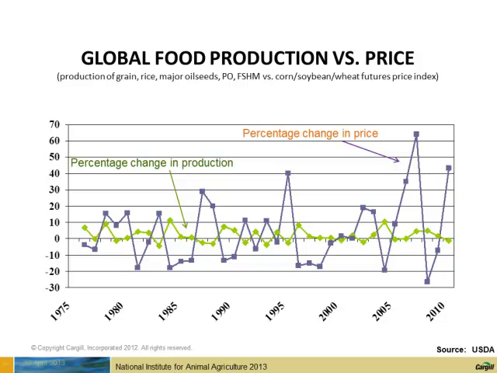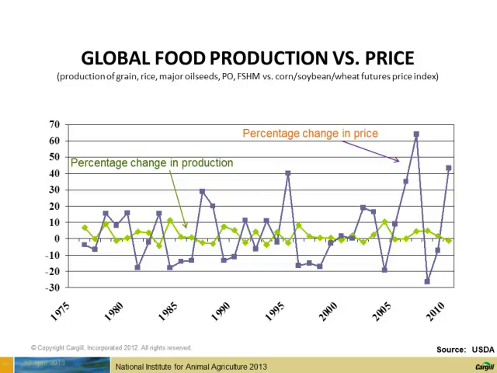A lot of what you've seen over the last few years in commodity markets can almost be summed up in this one chart. The green line is an index of grain, rice, major oilseeds, fish meal, corn, soybeans and wheat futures, all put into an index. And the blue line is the percentage change of price. What that tells you is that because commodity supplies have gotten so tight over the past few years due to production changes, very small changes in supply cause very large changes in price.